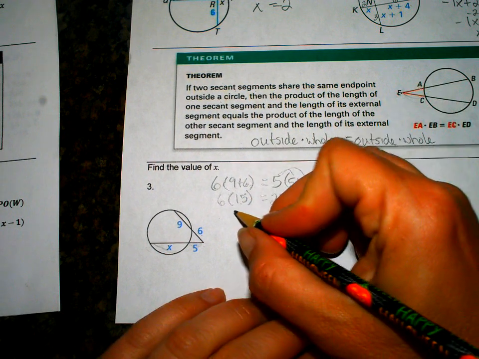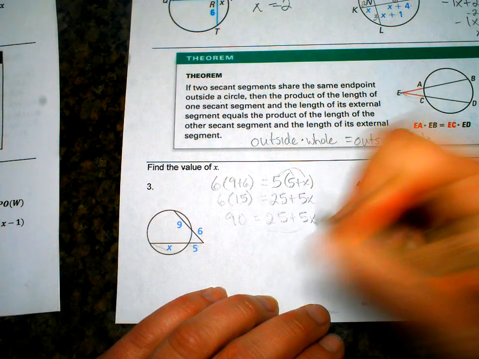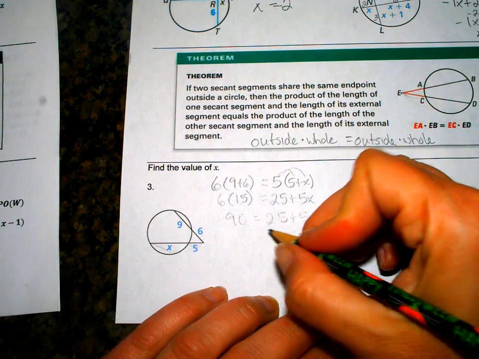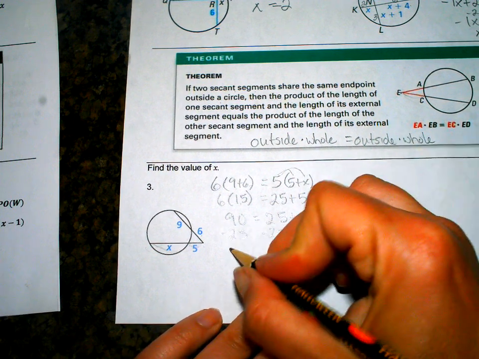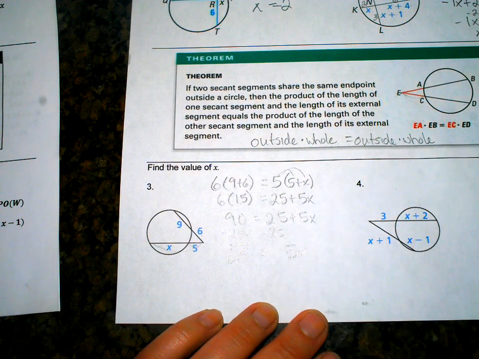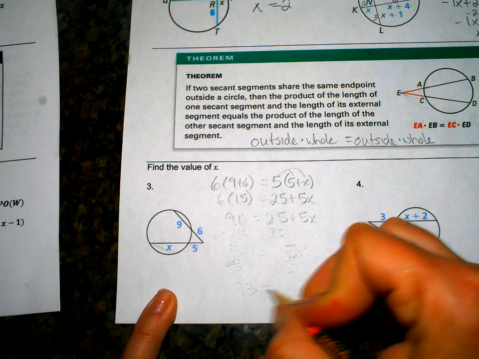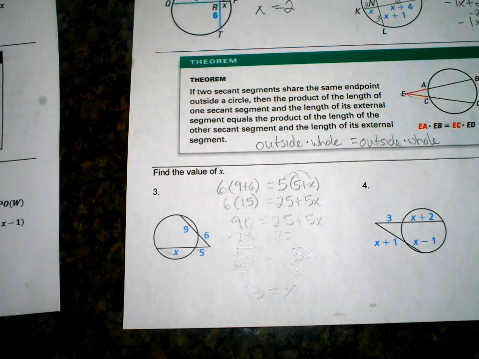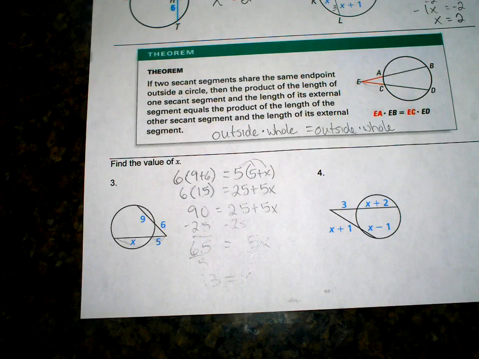6 times 15 is 90. Equals 25 plus 5x. I'm going to subtract 25. 65 equals 5x. Divide both sides by 5. 13 equals x. Okay? All right, number 4. Here we go.